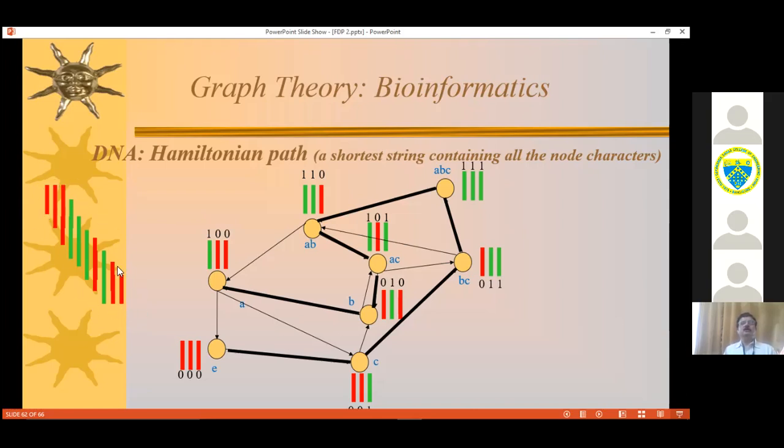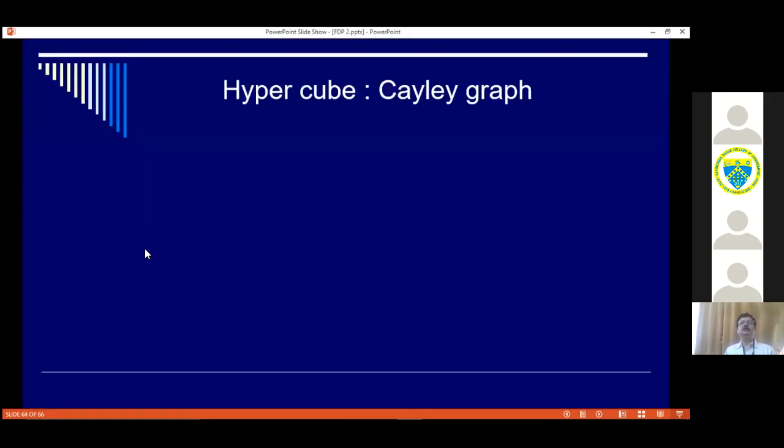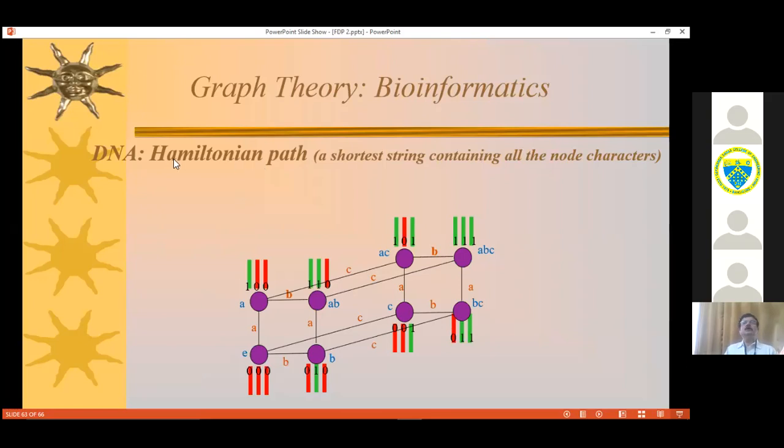Okay, what is the length of this? 1, 2, 3, 4, 5, 6, 7, 8, 9, 10. Okay, 10. The shortest string containing all the characters. See, if you break up any 3, that becomes one of the characters. So this is just finding a Hamiltonian path in such a graph. To find the shortest length structure is very essential in bioinformatics.